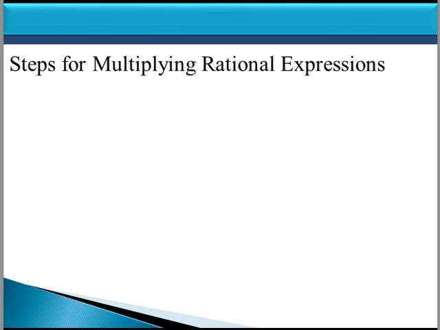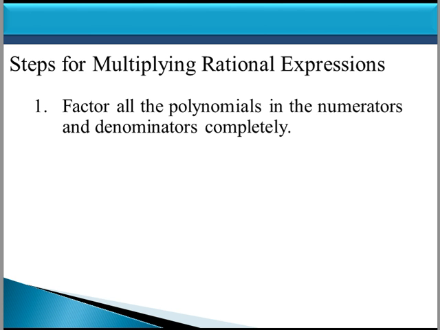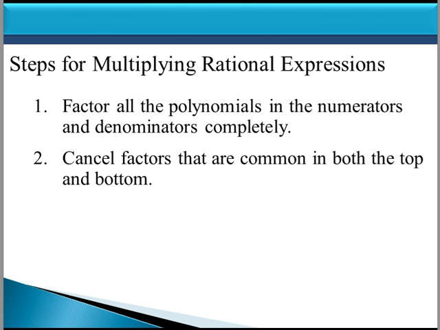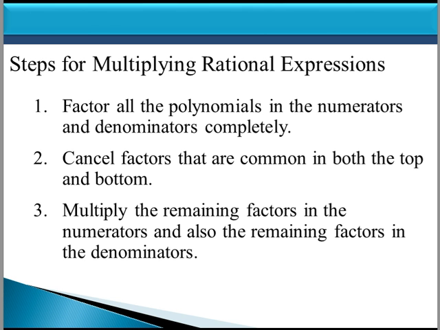So here are the steps for multiplying rational expressions. The first thing you want to do is to factor all of the polynomials in the numerator and denominator completely. Then you will cancel factors that are common in both the top and the bottom. After you've canceled all the common factors, then you want to multiply the remaining factors in the numerators to get the numerator of your answer, and then multiply the remaining factors in the denominators to get the denominator of your answer.